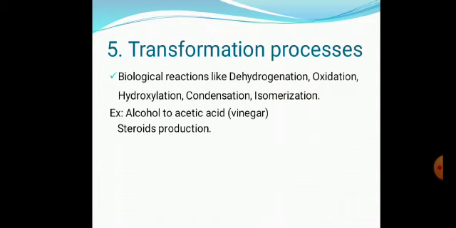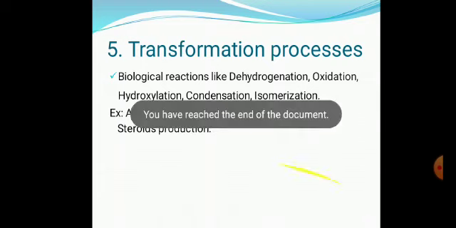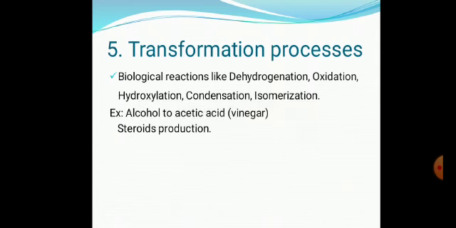Steroids have wide applications, but it cannot be produced by chemical process because of the complexity of steroid structures. But microorganisms, by using a simple precursor, they can convert them into steroids. So this is about the introduction to industrial microbiology and the scope of industrial microbiology as such.